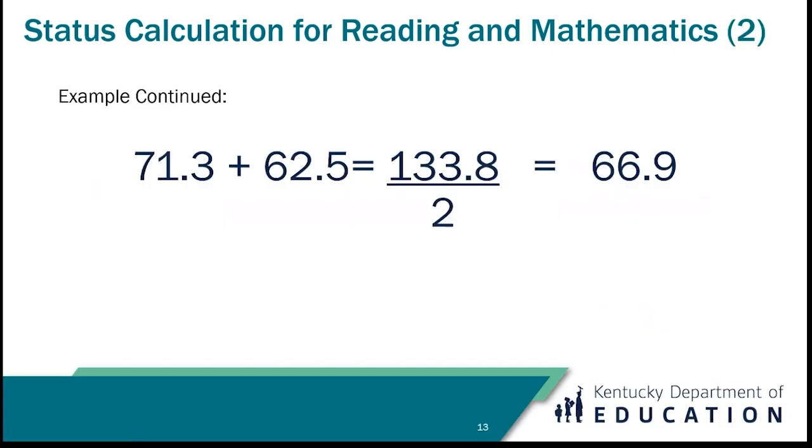Combining the scores for reading and mathematics, 71.3 plus 62.5 gives us a total of 133.8. We divide that by 2, once for the reading and once for mathematics, and that gives us a score of 66.9 for the indicator state assessment results in reading and mathematics. That number, 66.9, will contribute to an overall score using a proportional scale distribution or an accountability weight.